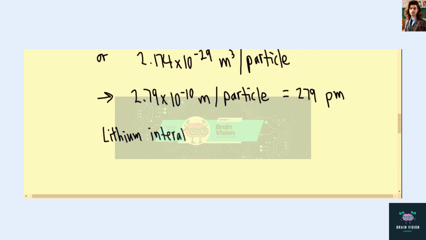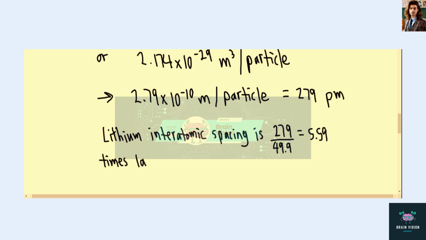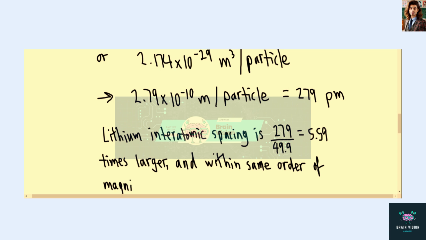So the lithium interatomic spacing here that we have is 5.59 times larger. So we've calculated something 5.59 times larger, but it's within the same order of magnitude.